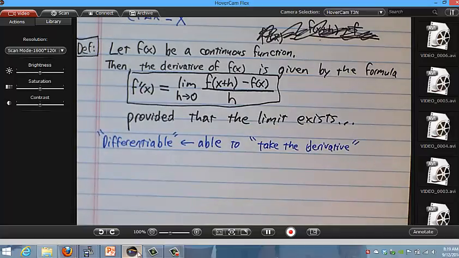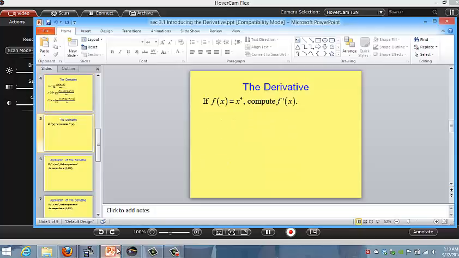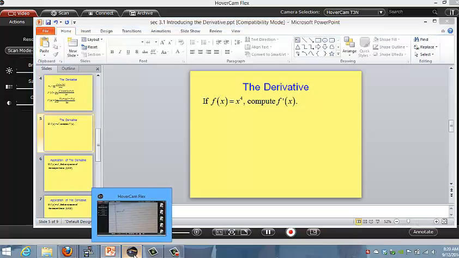So you need an example for sure. One of my favorite examples I always have right here on this next slide. Here we go. If f of x is x to the fourth power, we want to try to compute f prime of x. And you're going to need some room, so I'm going to get a new sheet. All right, so here I go. F of x is x to the fourth. What do I want to do? I want to determine what's called the derivative.